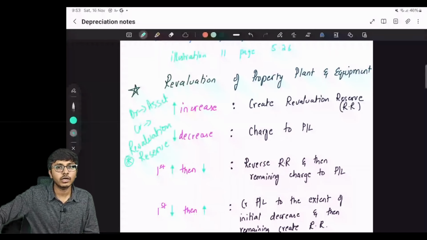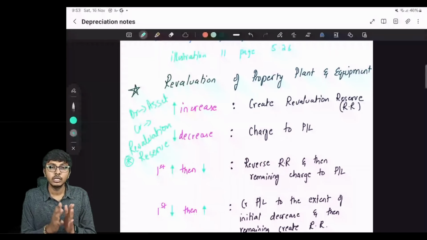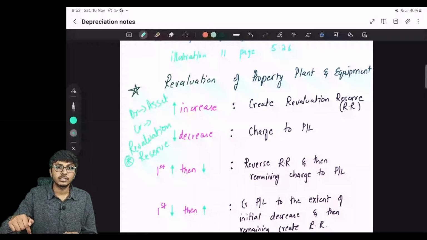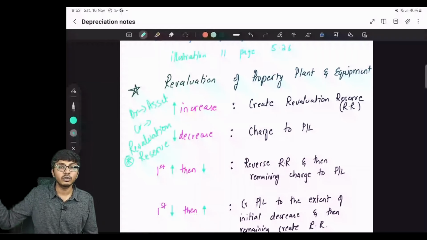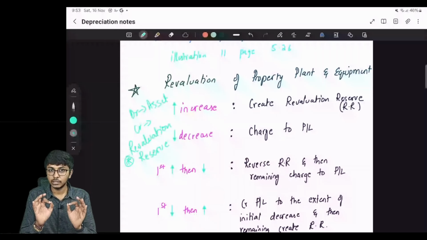So this is a rule of accounting. Don't break your head too much. If there is a decrease in the value of the asset, charge to P&L. If there is an increase in the value of the asset, go to revaluation reserve. Now keep this much in mind.